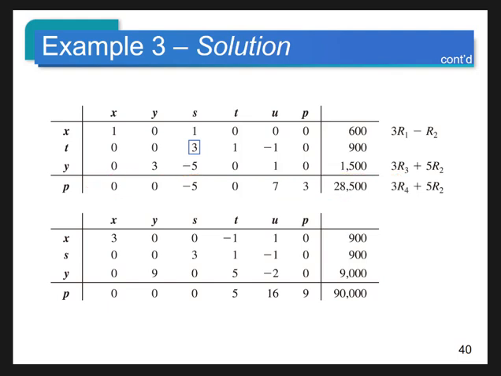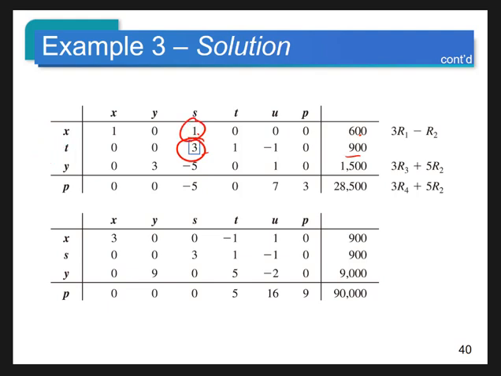Now you'll notice there is still a negative value in that bottom row. So that means we're going to use that as our pivot column. Can't use the 5 because that's a negative number. 600 divided by 1 is 600. 900 divided by 3 is 300, so that's the smaller ratio, so that's why we use the 3. We're going to use that to eliminate the other values in that column.